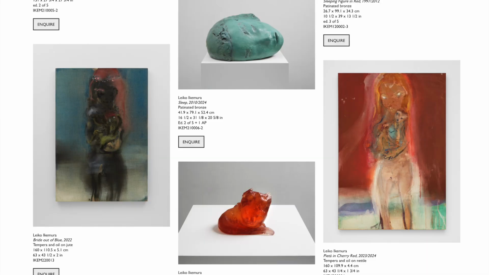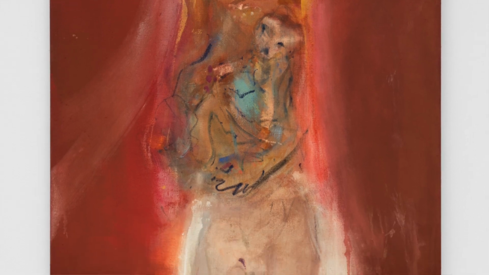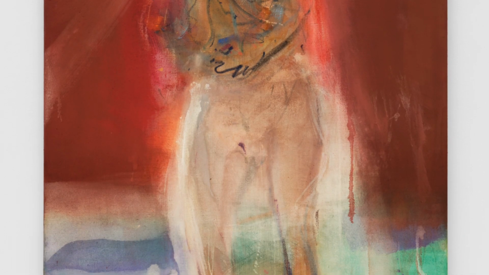And alongside this artwork, I wanted to pair another one of Ikemura's artworks, Pieta in Cherry Red. Now I feel like this is where the emotional sense of the exhibition kicks in, as we start to look at themes of care, motherhood, growing up, protection, vulnerability and the sacred.